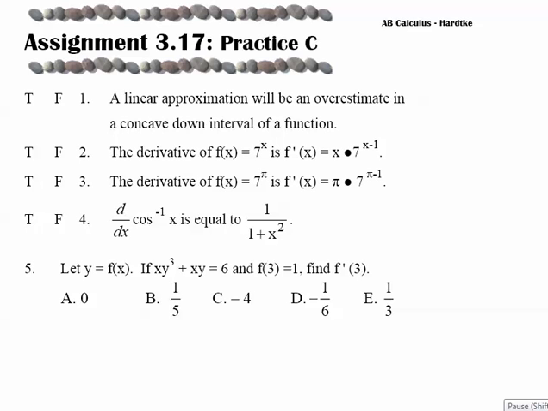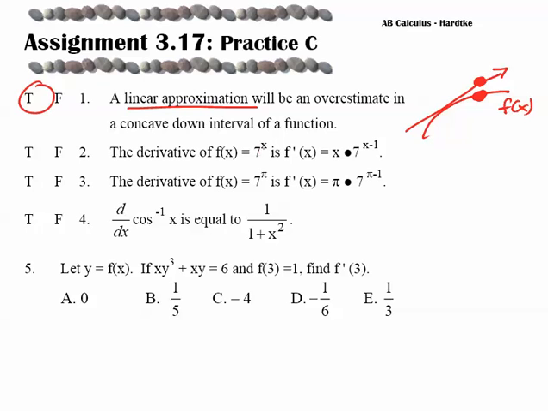These are solutions for assignment 317. Some true-false. A linear approximation will be an overestimate whenever the tangent line is above the function line. So we're using this point on the tangent as an estimate for this actual point on the function. So that would be true for any concave down function.